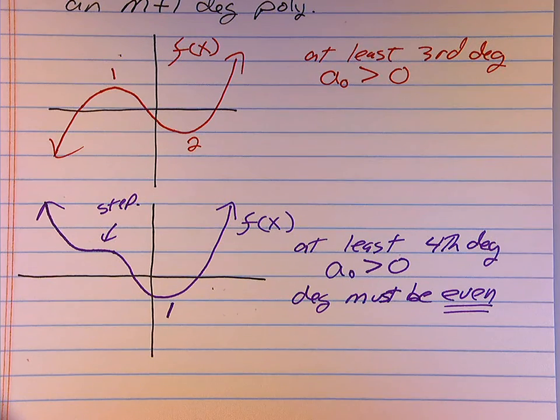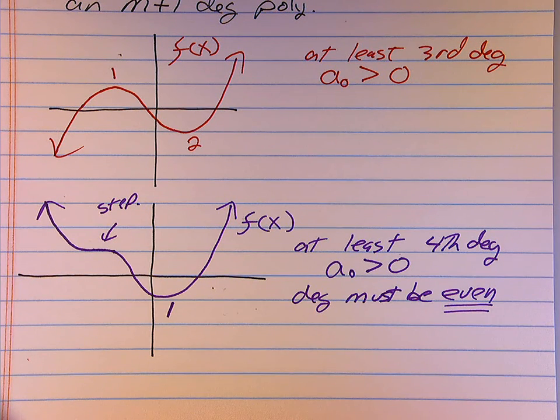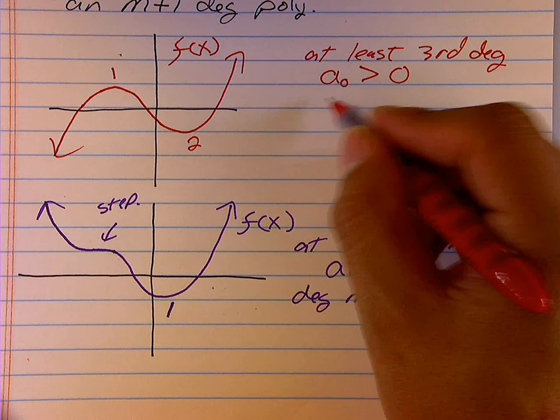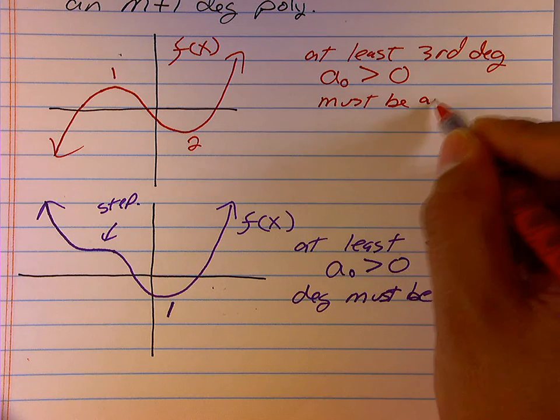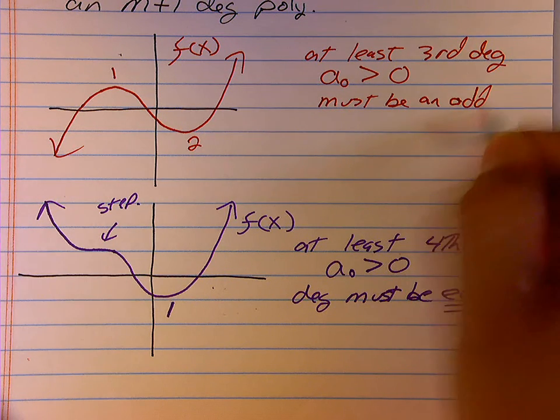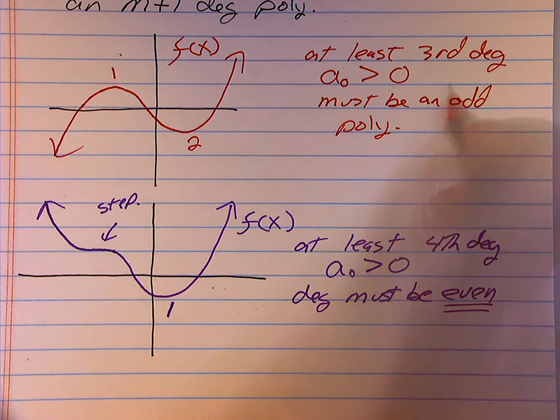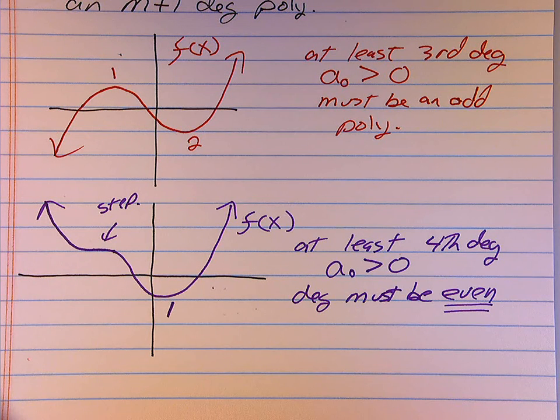So if we go back to the last one, not only did we know it had to be a 3rd degree, but it also must be an odd polynomial. So meaning it could be a 3rd degree polynomial, but it also could be a 5th degree. And it's possible that it's a 7th degree polynomial, because all we know is it must be at least 3rd, and it must also be odd.